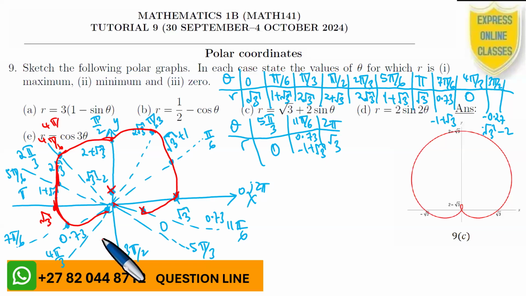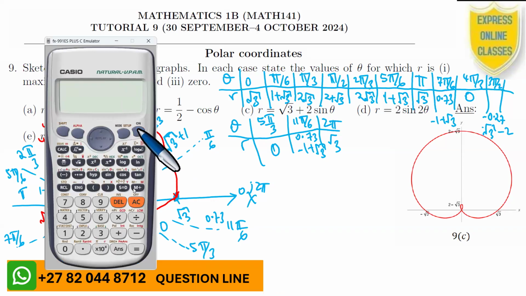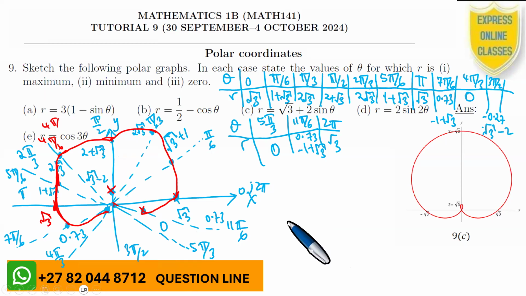And 4 pi out of 3, okay? Because the 4 pi out of 3, let's see, the square root of 3 plus 2 times sine of 4 times 60. Right, so that would give us a 0.